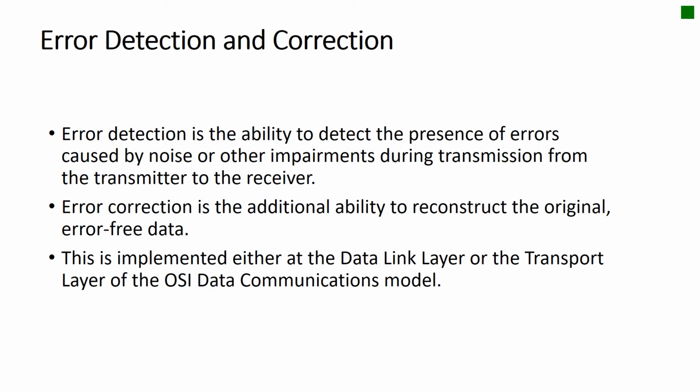Now, let's proceed to error detection and correction. So, what is the difference between error detection and error correction? Error detection is the ability to detect the presence of errors caused by noise or other impairments during transmission from the transmitter to the receiver. It is also defined as the process of monitoring the transmitted data and determining if errors have occurred during transmission. While error correction is defined as the additional ability to reconstruct the original error-free data.